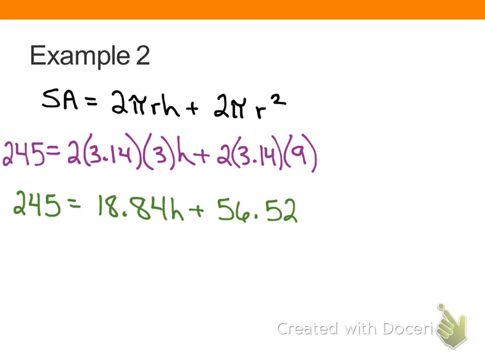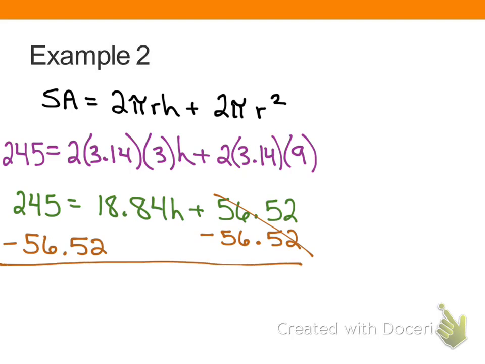All right, now, what's my next step in solving for H? Now I have basically an equation here. Alicia? Subtract 56.52. Very good. I subtract what is not connected to my variable first. I need to get rid of that first. That cancels that side out. And now I subtract 56.52 from the other side. And 245 minus 56.52 is 188.48 equals 18.84 H.